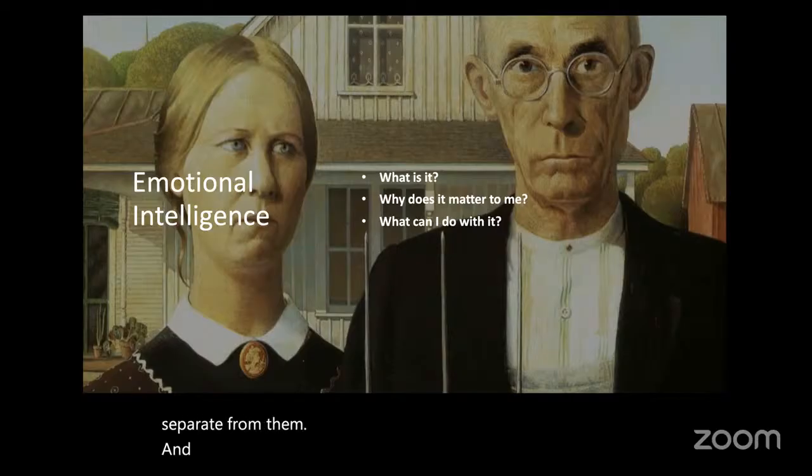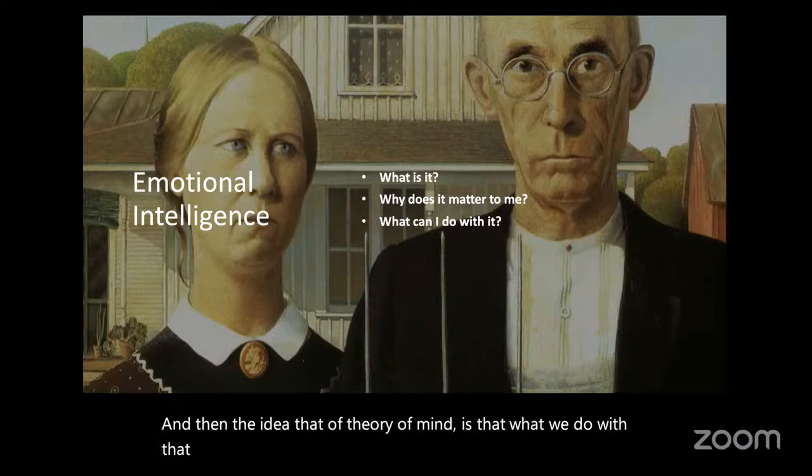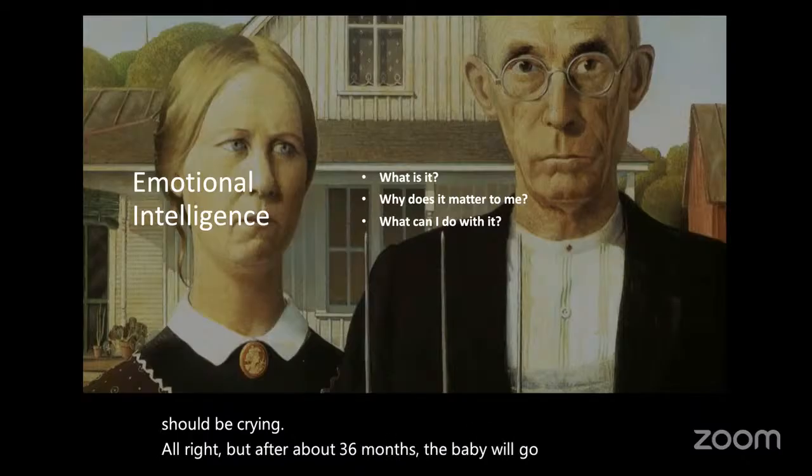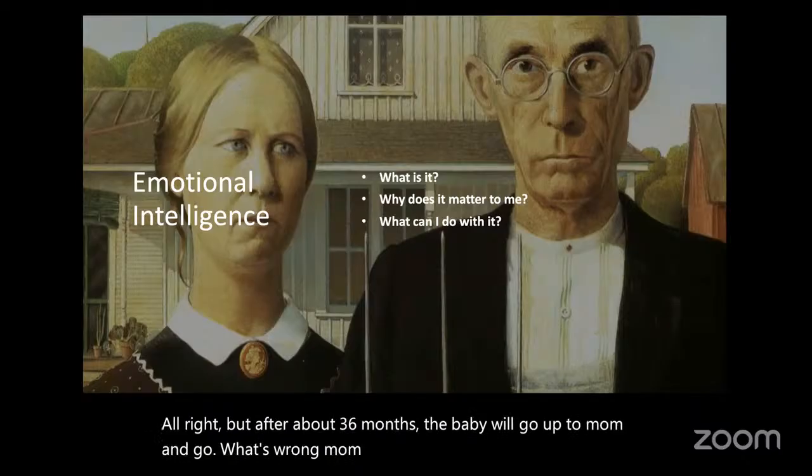And the idea of theory of mind is what we do with that. Let's say mom is crying, and the baby is not yet able to recognize that. They would say this does not make sense: if mom's crying, I should be crying. But after about 36 months, the baby will go up to mom and go, "What's wrong, mom? What's wrong? What's wrong?"